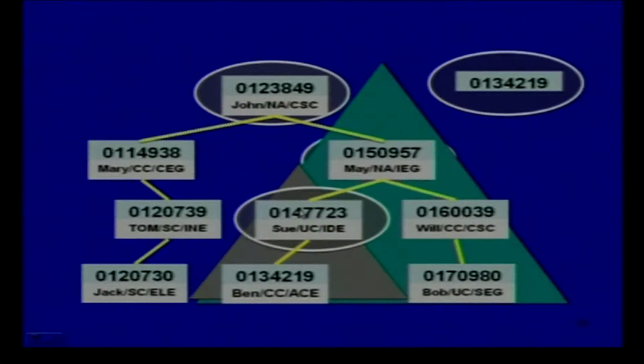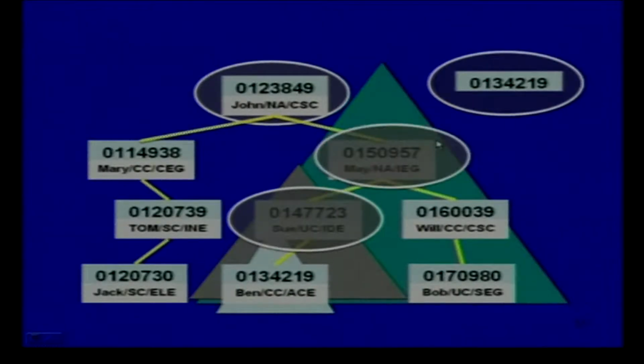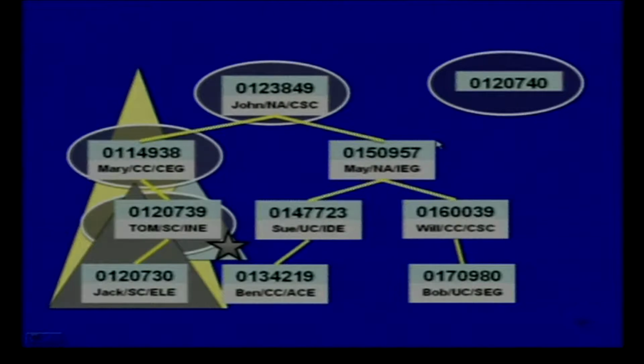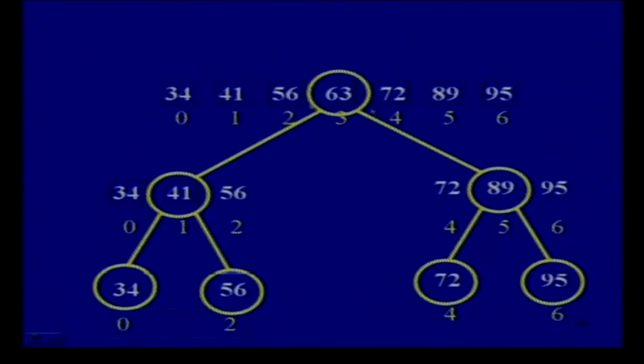If you take this node, all the nodes in the left subtree are less than this node and so on. Similarly, this side, if you look here, all the nodes here are less than this. So, this is another way of looking at this. If you look at this 63, all the nodes to the right of 63 are greater than 63, and the nodes to the left of 63 are less than 63.